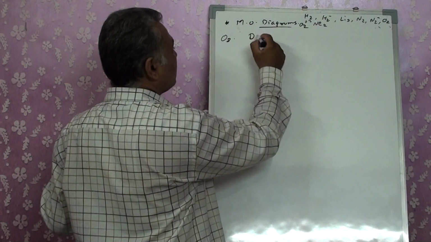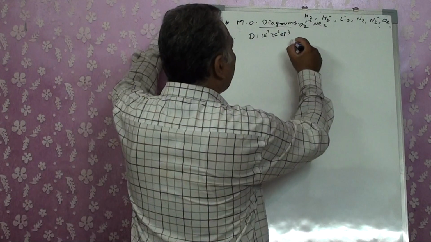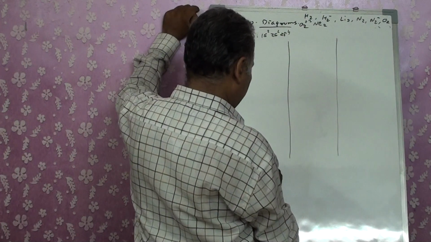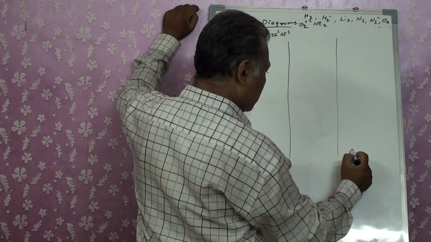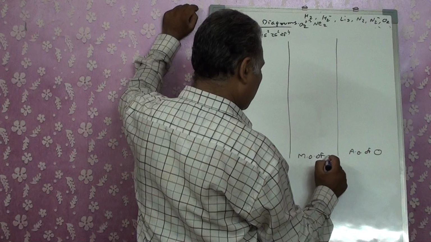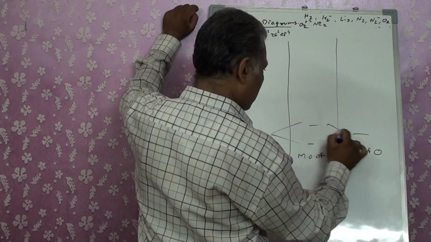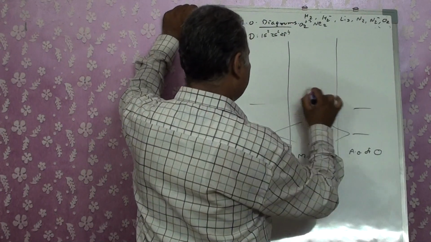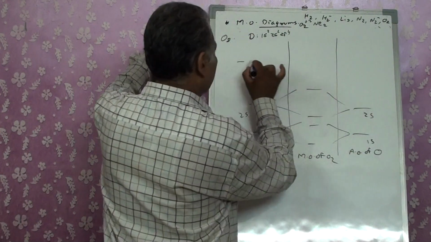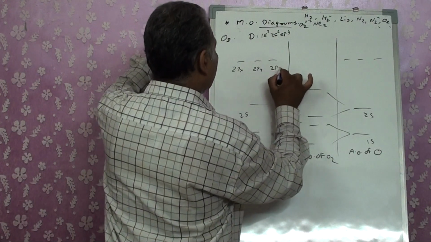We are having oxygen with an electronic configuration 1s2, 2s2, 2p4. So pairing of electrons has already started. Now in that case, atomic orbital of oxygen, atomic orbital of oxygen, so you get the molecular orbital of O2: 1s, 2s, 2px, 2py, 2pz.